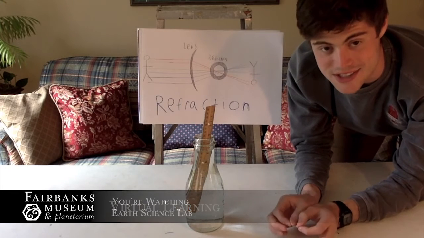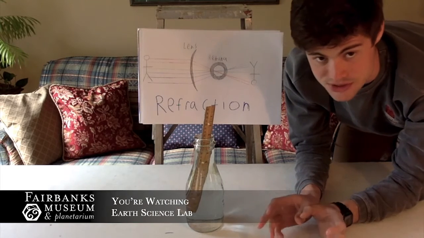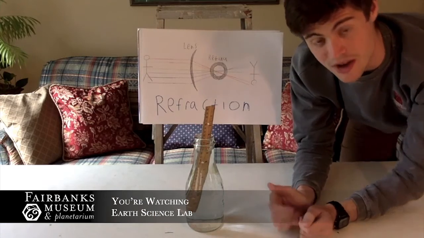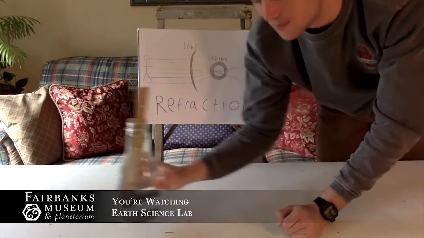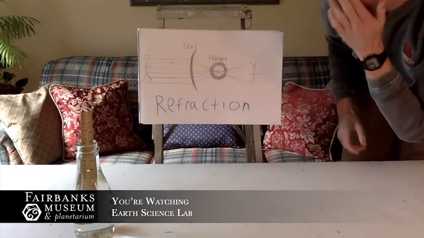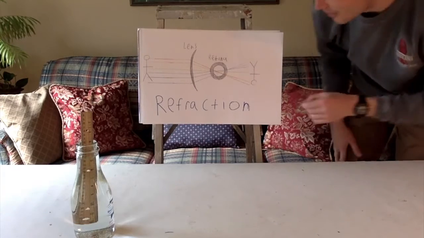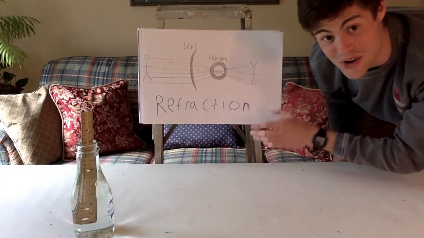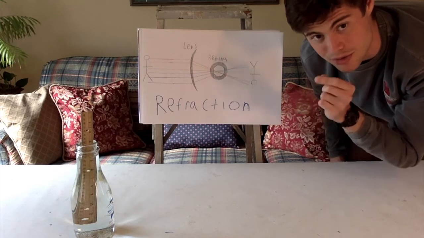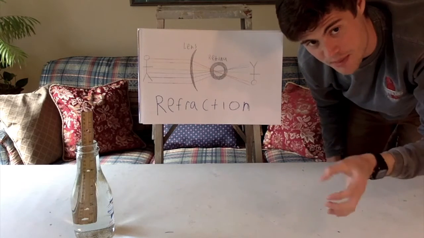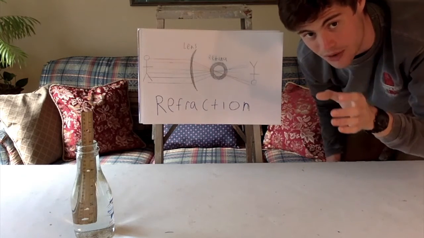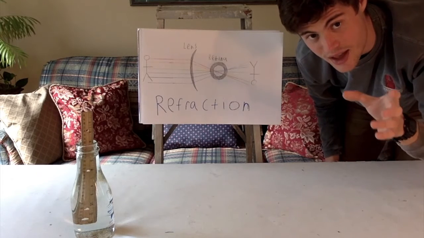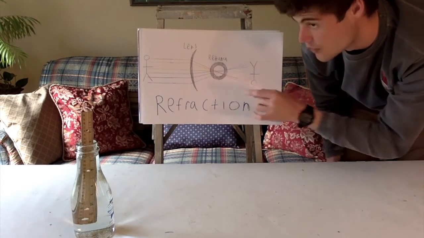And the scientific reason why your eyeballs see the world upside down is because of refraction. I'm not a very good artist, but here is my diagram of the way your eyeball refracts light. So we're going to talk about two parts of the eyeball here, the lens and the retina.